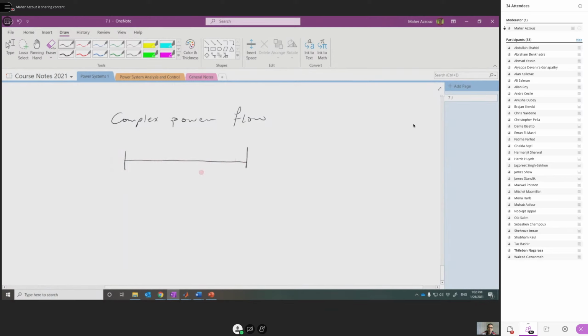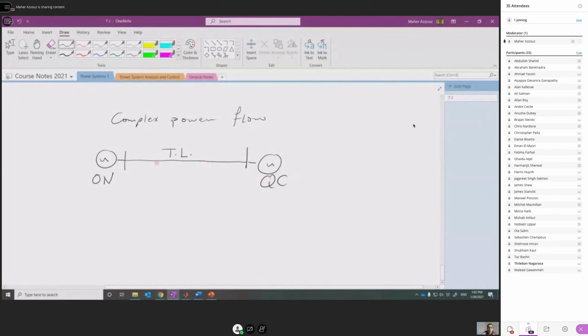So suppose we have a transmission line between two systems. One system represents, let's say, the power grid of Ontario, and the other represents the power grid of Quebec. We want to transfer power from Ontario to Quebec or from Quebec to Ontario, and we have two components for the power.